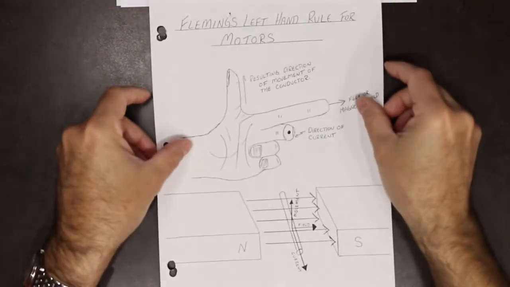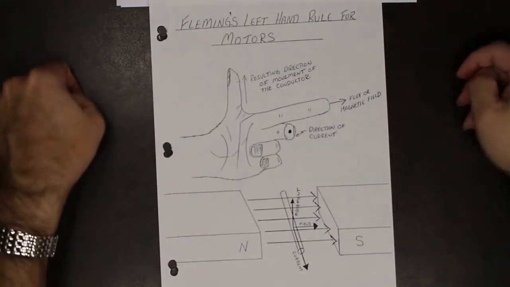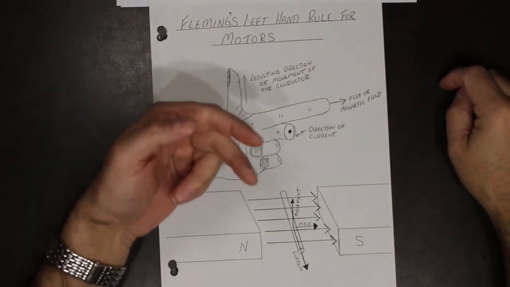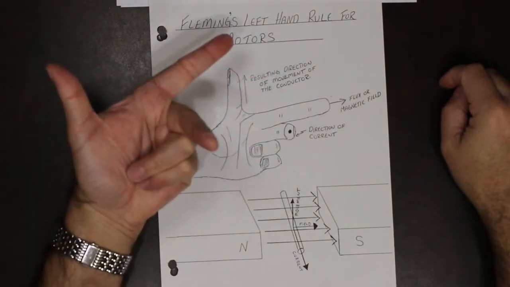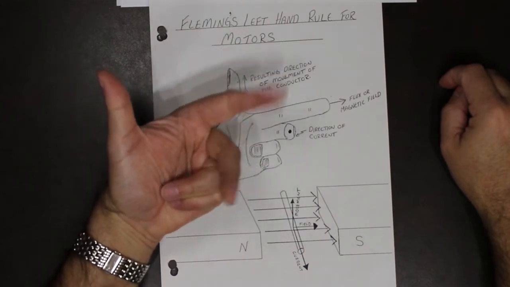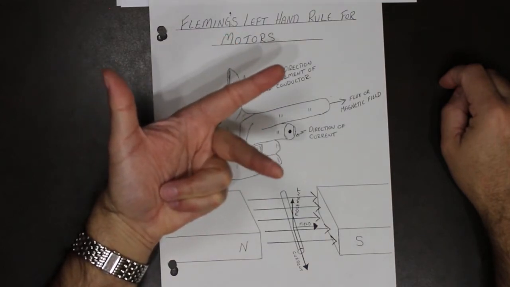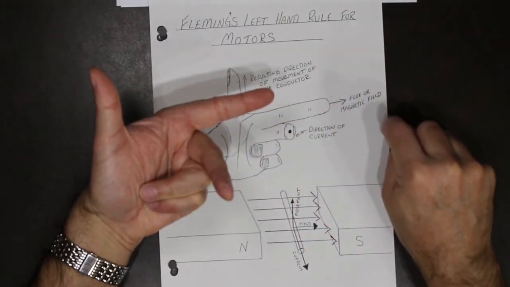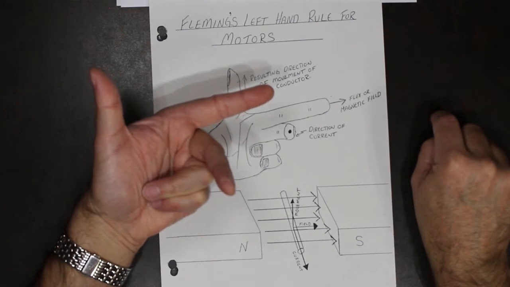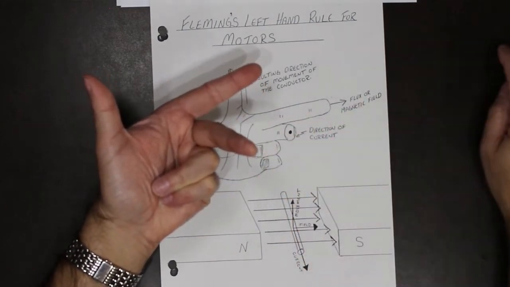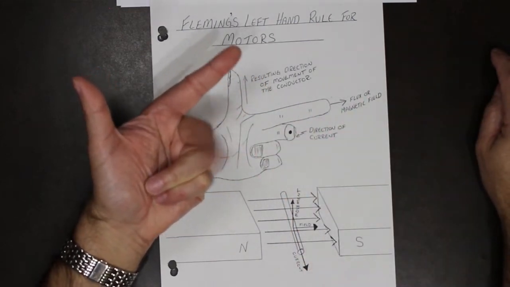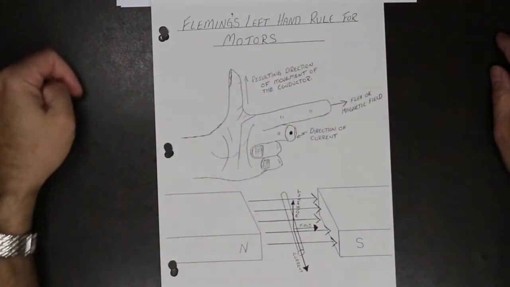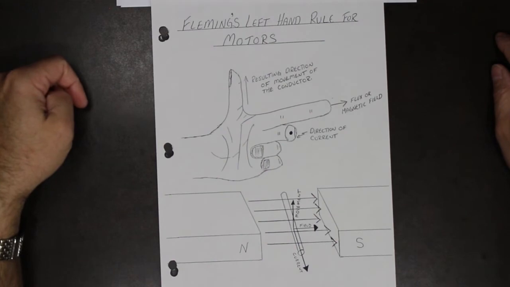So in your class notes, you have this diagram. Again, there is your Fleming's left hand. This one points in the direction of the magnetic lines of force or magnetic field. This one points in the direction of conventional current flow. And your thumb is the resulting direction of movement of the conductor.